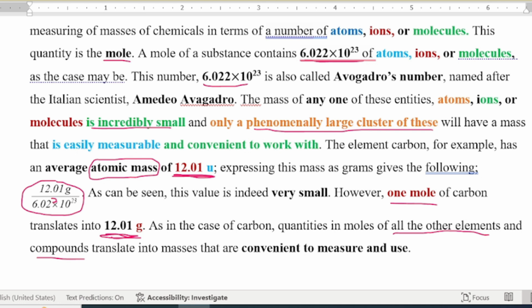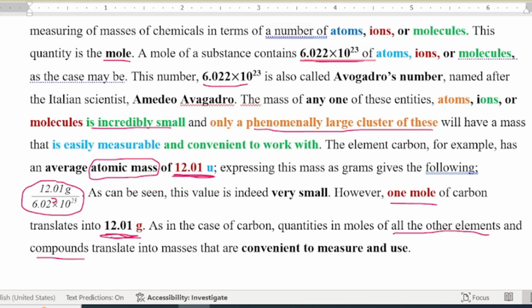However, listen to this. 1 mole of carbon translates into 12.01 grams. So if you take 1 atom of carbon, this is what it weighs. If you want to translate that to mass, you take 12.01 grams and divide it by Avogadro's number. This is a huge number you're dividing by, and that mass for 1 atom of carbon is exceedingly small. But if you use 1 mole of carbon now, that translates into 12.01 grams. So we can work with that.